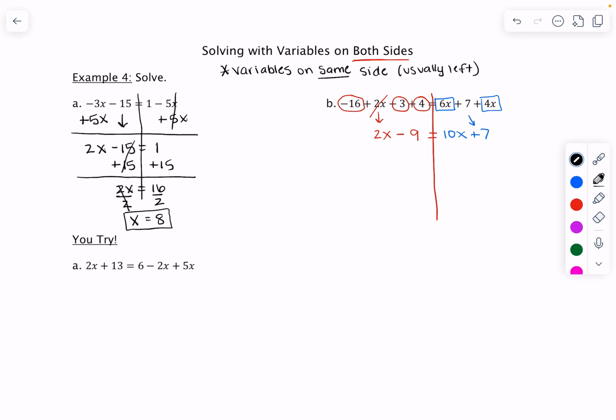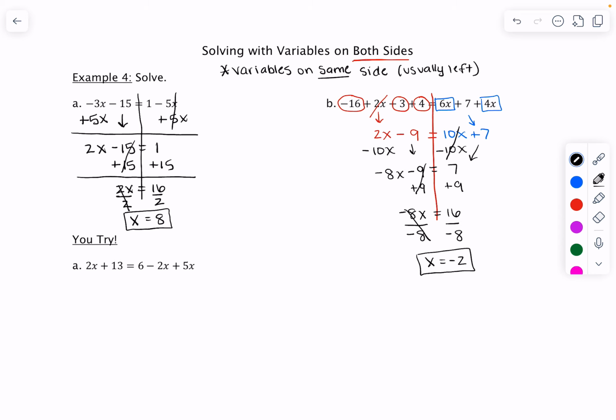Now I can go ahead and start doing what I did in the previous example. So I'm going to go ahead and minus 10x on both sides to get those x's on the left. These cancel out. And on the left side, +2x minus 10x is -8x. Bring down that -9. Bring down that +7. Then I'm going to undo the 9 by adding it to both sides. The 9's cancel out, and I get -8x equals 16. Last step is to divide by that -8, and I get x equals -2.